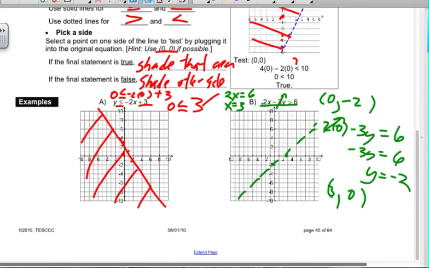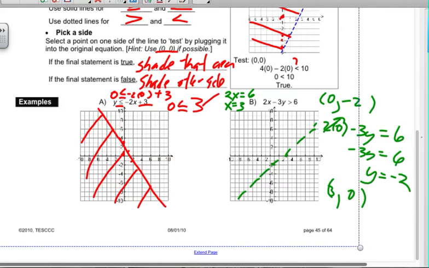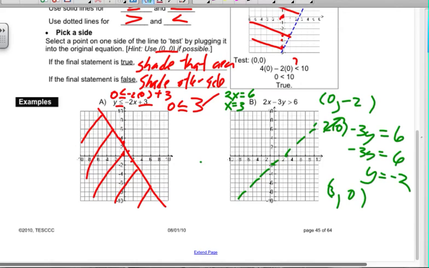All right, and this is actually probably a lot easier and a lot less painful than actually going through and trying to get this thing into slope-intercept. So if you just plot your 2 points, you can graph this line pretty easily. All right, so now we pick our test point, and hallelujah, 0, 0 can be used because it's not on the line. So I go back in, I plug it into my original.